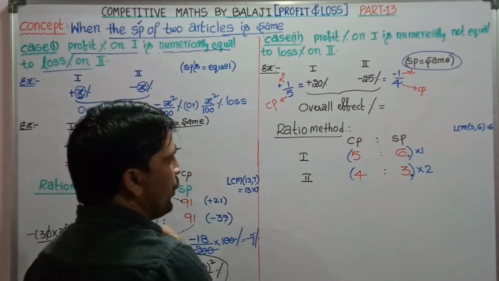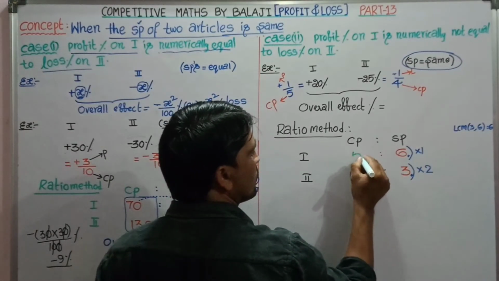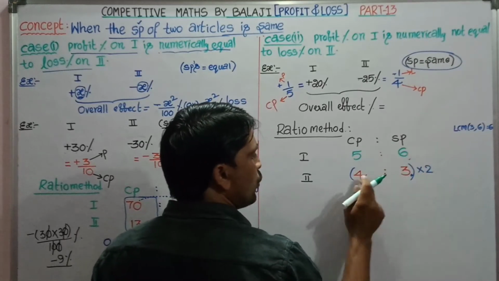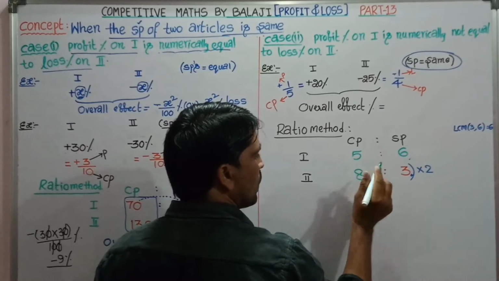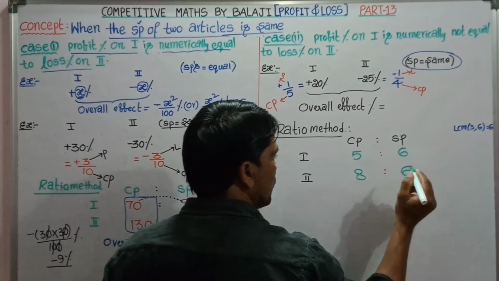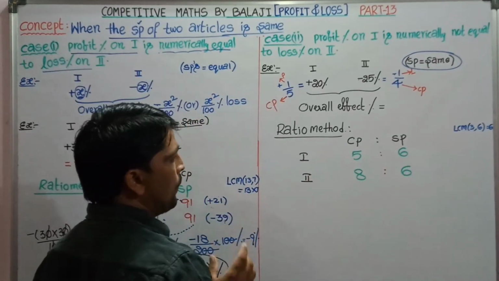So that we get 1 5s are 5, 6 1s are 6, 4 2s are 8, 2 3s are 6. Yes, see, the SPs of the two pens are equal.